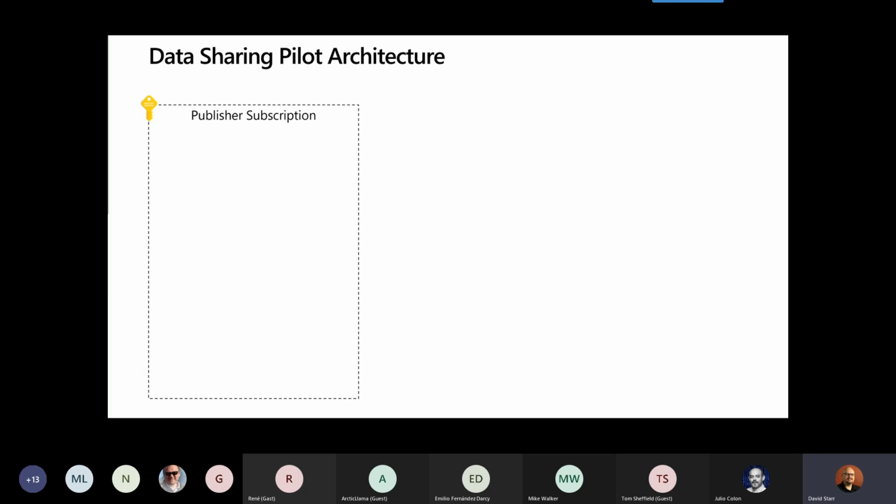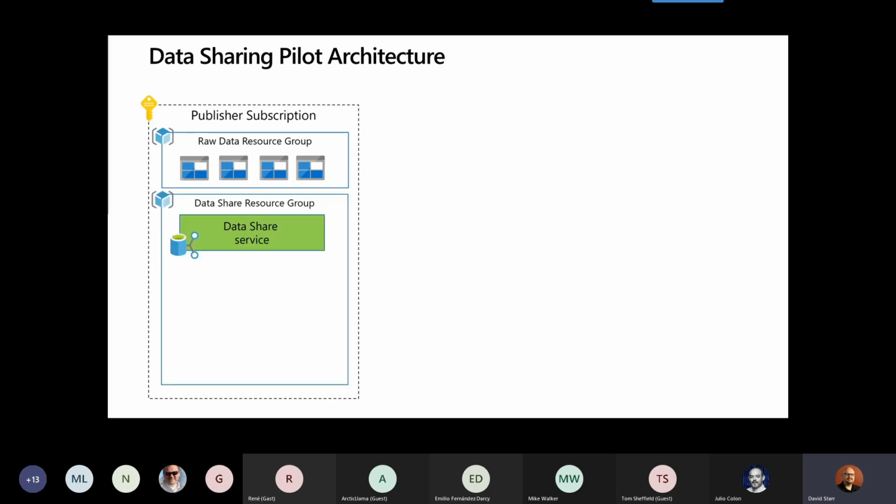Okay, so we start off in the publisher subscription, and they've got a set of Azure Data Storage accounts into which they have put all of their raw data. And that data may be ticking over at a very fast rate, right? It might be stock ticker data. That stuff's moving all the time, perhaps. All right, so they've published that.